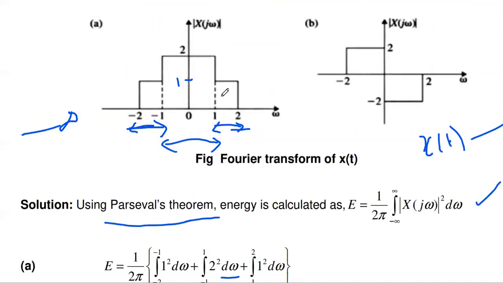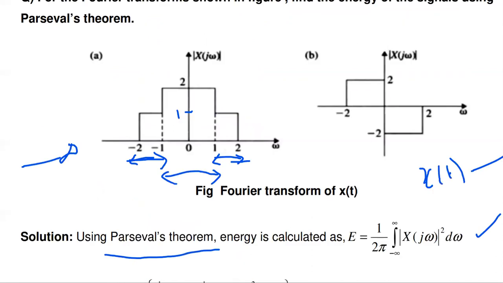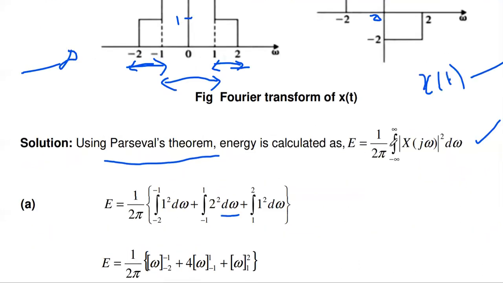Similarly, we have to find the energy of the second signal. This is the Fourier transform of the second signal x2 of t. Here the Fourier transform is available for omega between -2 to 0. For the frequency -2 to 0, what is the modulus of X of j omega? It is +2. For the frequency between 0 to 2, the magnitude is -2. Using this, we are going to find the energy.